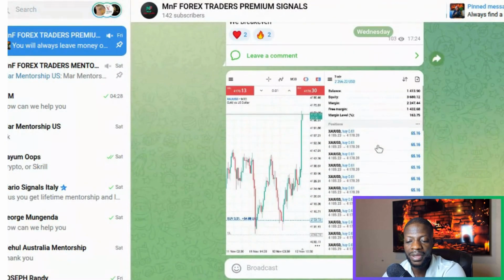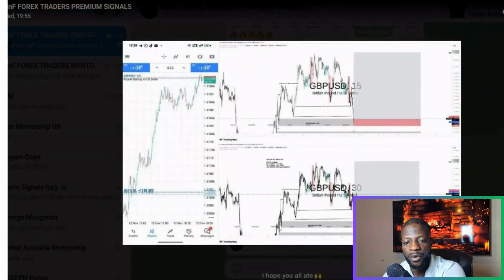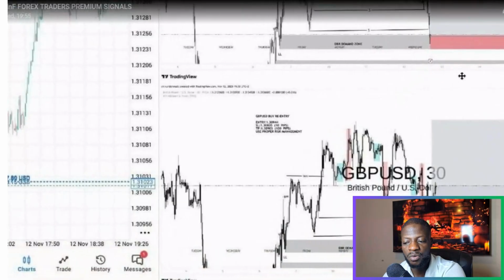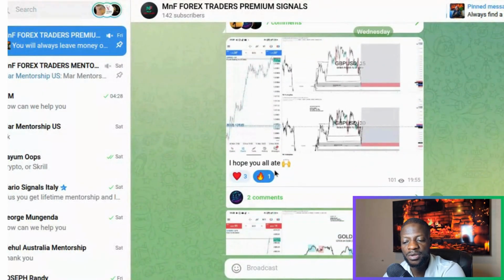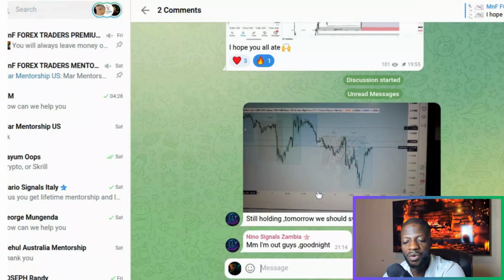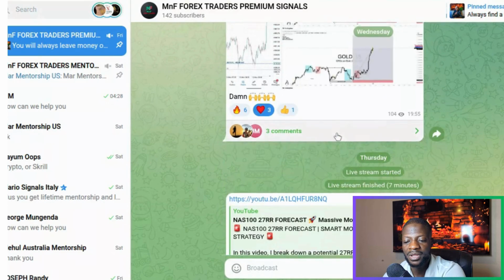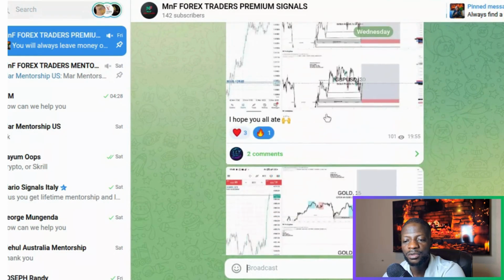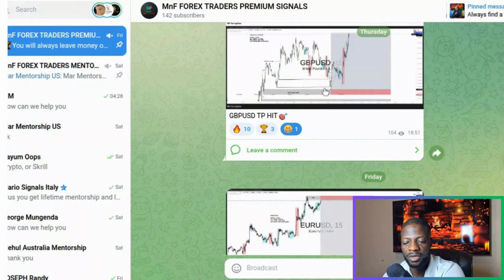Okay, and then we saw the market start to push to the upside right here, and then you see that we were making money. The market was pushing, and I was already in this trade myself, and the members in our community were already in this particular trade right here. And then soon after that, you can see that this guy was still holding, and after that we saw the market continue to push to the upside.